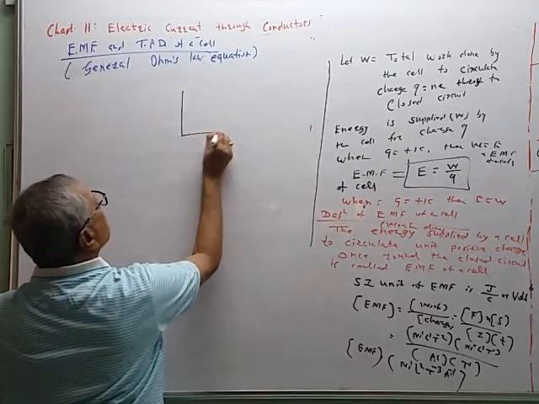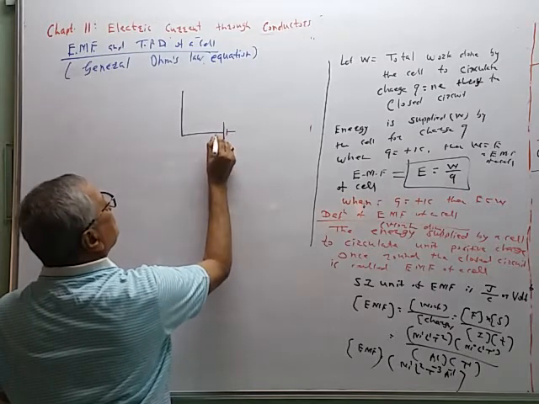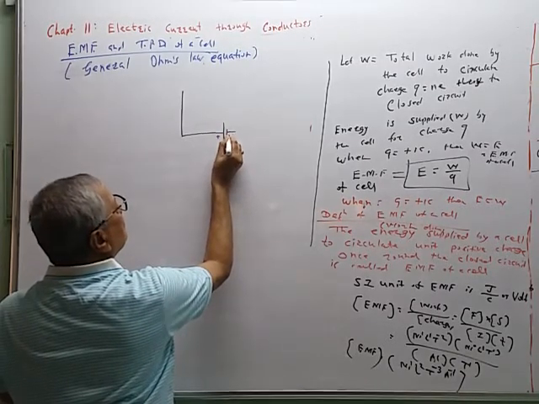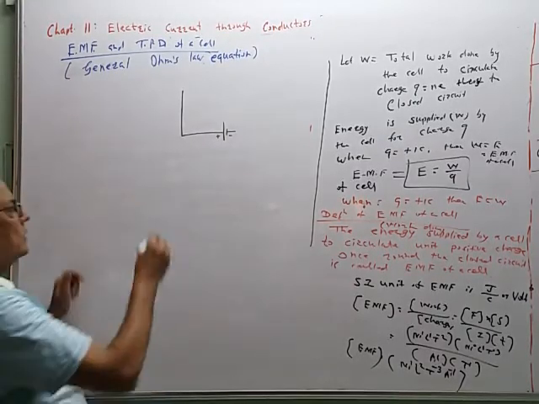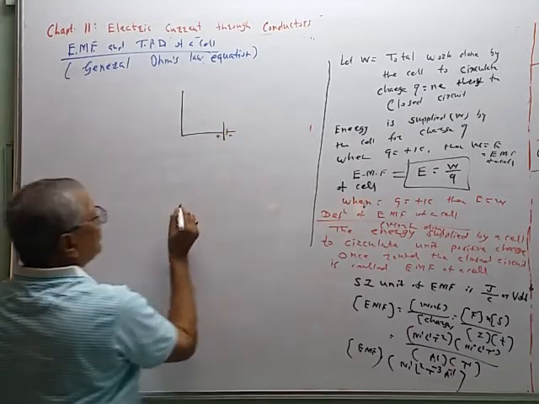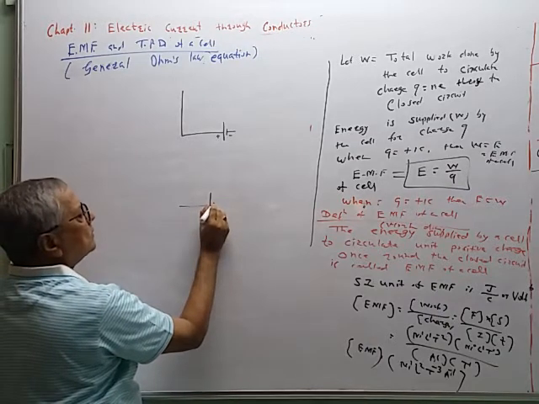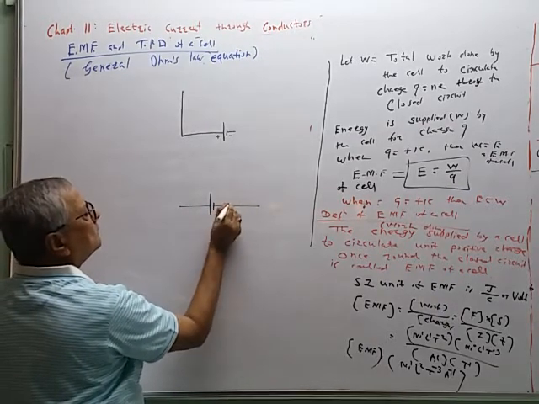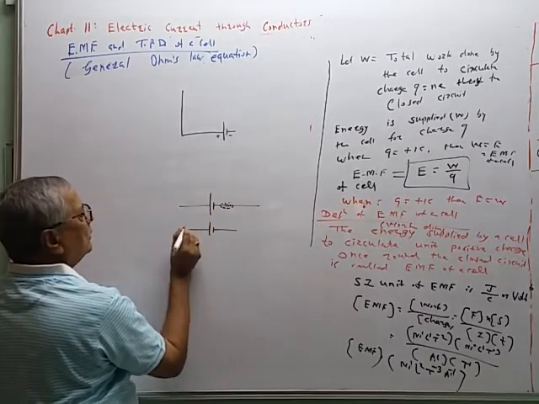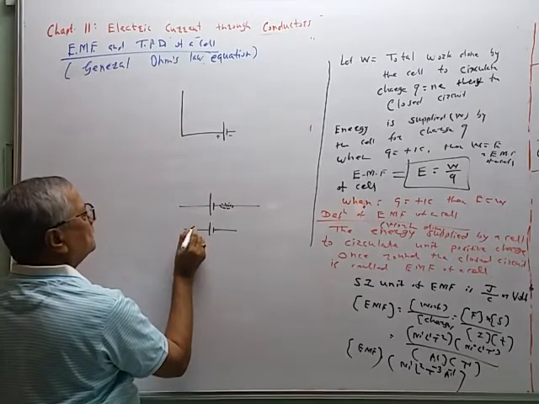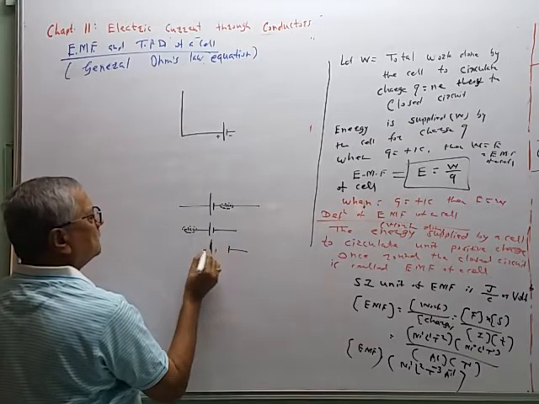Suppose this is the cell. The symbol for the cell is like this. Positive terminal, copper electrode, zinc electrode. Inside it there is sulfuric acid as an electrolyte, and it has internal resistance. So that internal resistance can be shown by 2 or 3 methods. It can be shown here, dotted circle, or even it can be shown here, or it can be shown here.